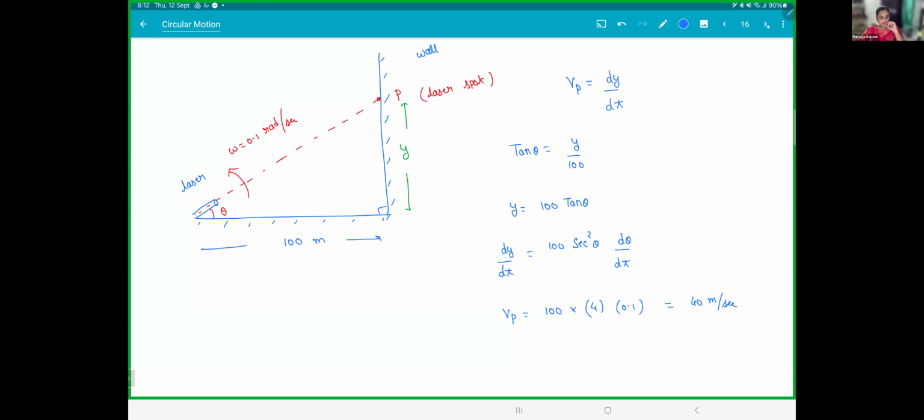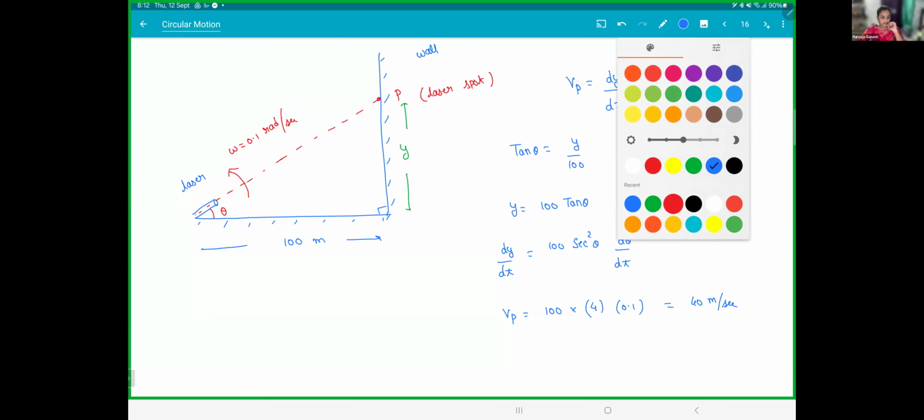Is this clear, everyone? Sir, can we use the formula V is equal to omega R in this? V is equal to omega R. Now, what is V and what is omega here? Which V will you take? Is V the full speed? Okay, sir. It is a component.